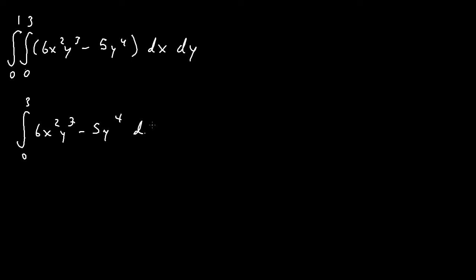Since we are integrating with respect to x, x is going to be treated as a variable and y is a constant. So the integral of 6x squared y cubed, remember 6 and y cubed are both constants, so the integral of x squared is x cubed over 3. So we get 6 times x cubed over 3 times the constant y cubed minus the integral of 5y to the fourth, which is 5y to the fourth times x, because remember 5y to the fourth is a constant and we're integrating with respect to x.